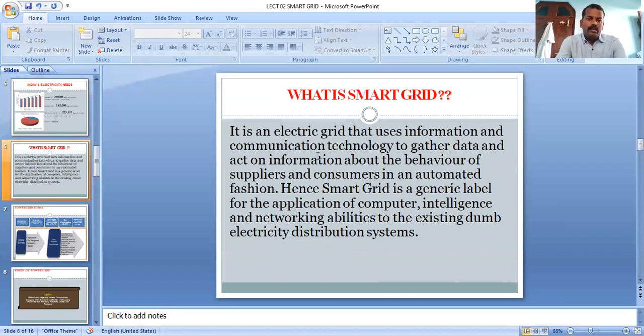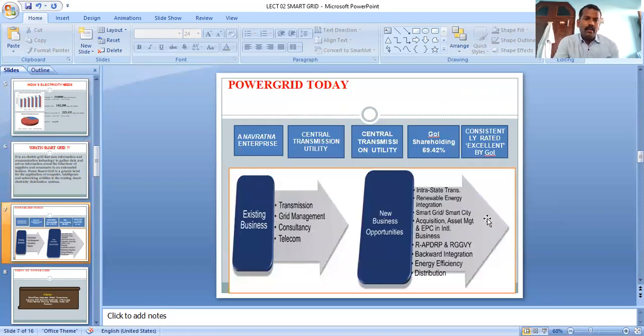Okay, now you can memorize this definition to write in the exam. Now, the present scenario of the power grid. Today, Power Grid is a Navratna enterprise. Navratna, you have listened about Mini Ratna, Navratna, Maharatna. Today, Power Grid is a Navratna enterprise.